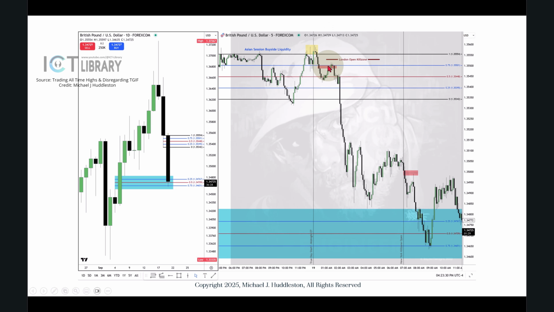Okay. So here we get that setup here. It breaks lower. Look at the body's respect and consequent encroachment of that wick over here. Dives into just short of the fair value gap high here. And then we go into what?